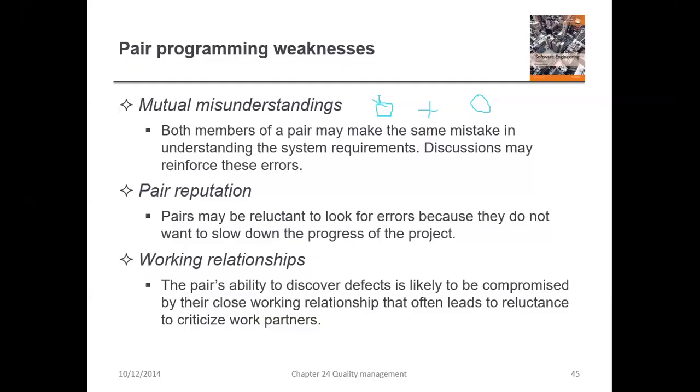The second one is pair repetition. The pairs may be reluctant to look for errors because they do not want to slow down the progress of the project. That is the second issue. Now, what is the issue here? The issue is that when we're working on a project, we have deadlines to meet. So you are working fast, you want to meet deadlines, and then you also have to be doing review, trying to resolve issues that are spotted in the code. Sometimes it can slow you down.